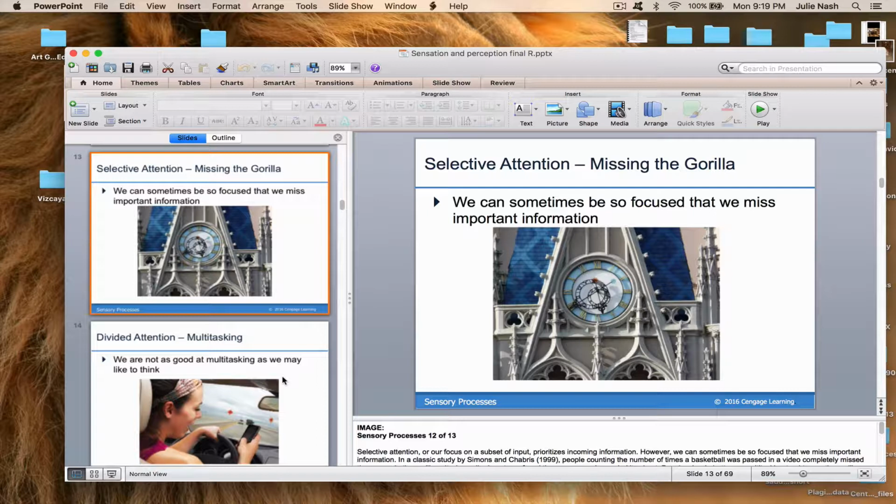And in this slide where it says missing the gorilla, and this is a picture of the Disney castle in Orlando.